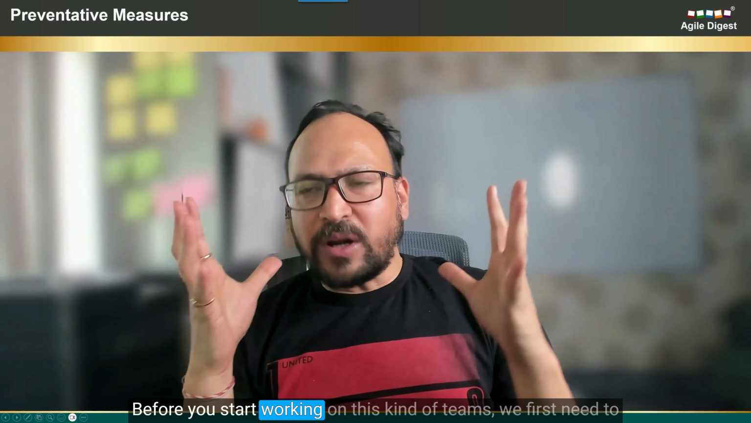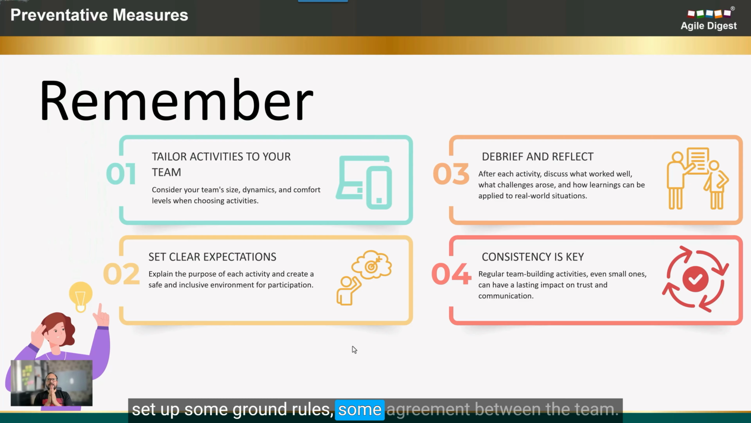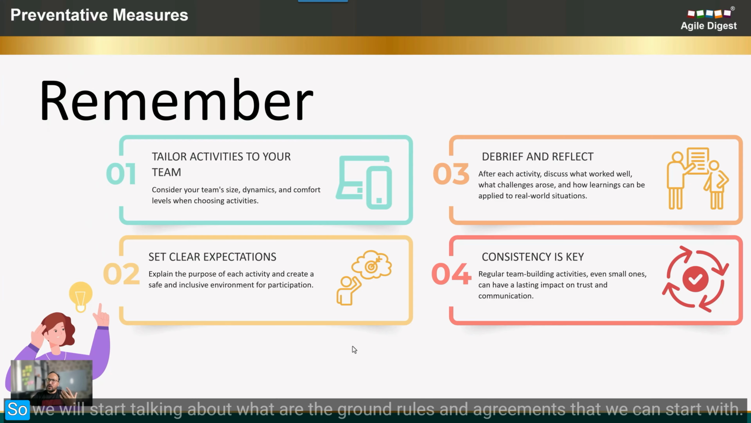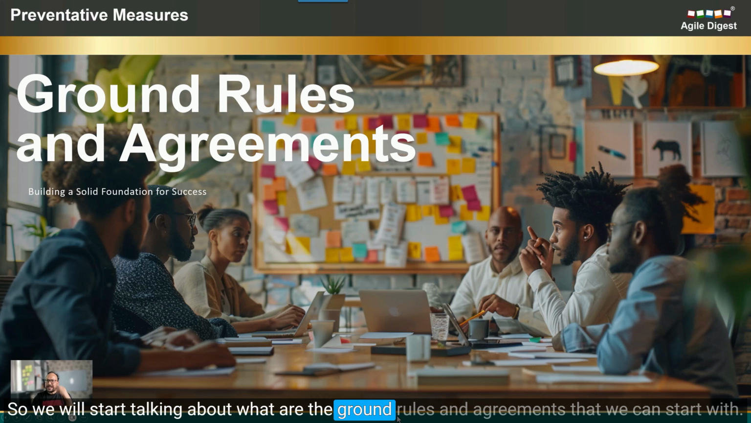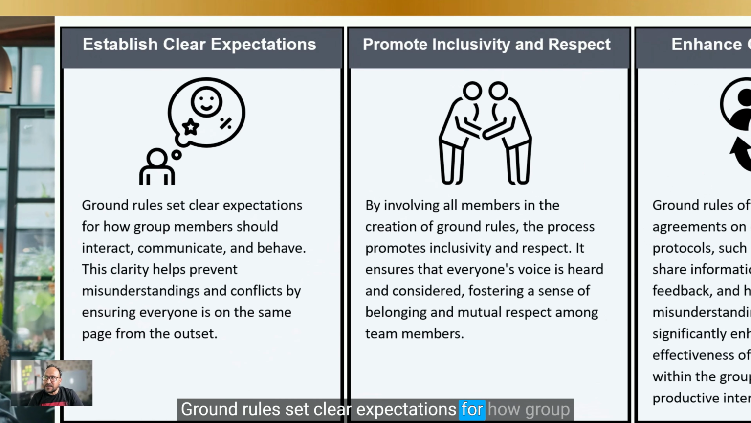Before you start working on these kinds of teams, we first need to set up some ground rules, some agreement between the team. So we will start talking about what are the ground rules and agreements that we can start with. Ground rules and agreements establish clear expectations. Ground rules set clear expectations for how group members should interact, communicate, and behave. This clarity helps prevent misunderstanding and conflicts by ensuring everyone is on the same page from the outset.